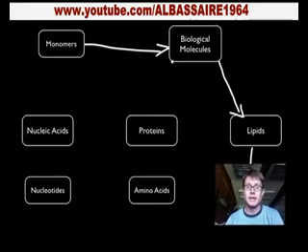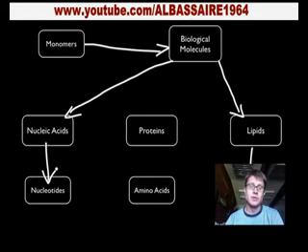Let's go to nucleic acids then. So nucleic acids are going to be the DNA and the RNA. The building blocks of those are nucleotides, which are simply a sugar, a phosphate group, and then a nitrogenous base. Why are nucleic acids important? Well, they carry genetic material and they pass it from generation to generation.